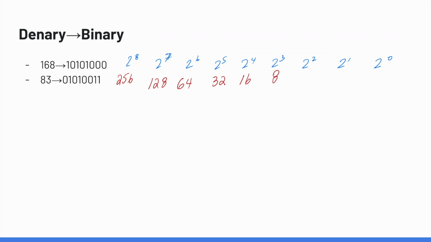So now we have the denary value 83. Now if we're looking at our powers of 2, 128 does not fit into 83. 128 is too big, so we can go ahead and just put a 0 right here. But 64 does fit into 83, so we can go ahead and put a 1 right here.